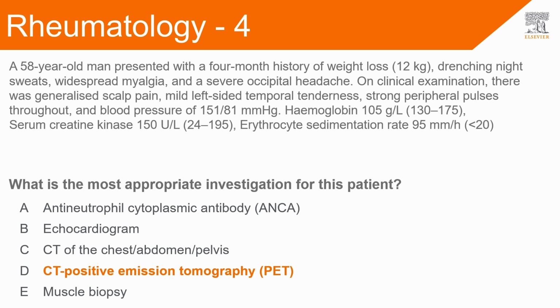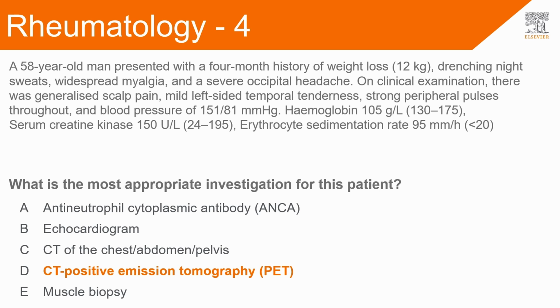What about echocardiogram? If you thought that this could be due to something like infective endocarditis, causing anemia, drenching night sweats, weight loss, and constitutional symptoms, you might be right. But although it would account for the systemic inflammatory response, it wouldn't explain anything else in this particular case. It wouldn't explain the findings in the scalp, for example.